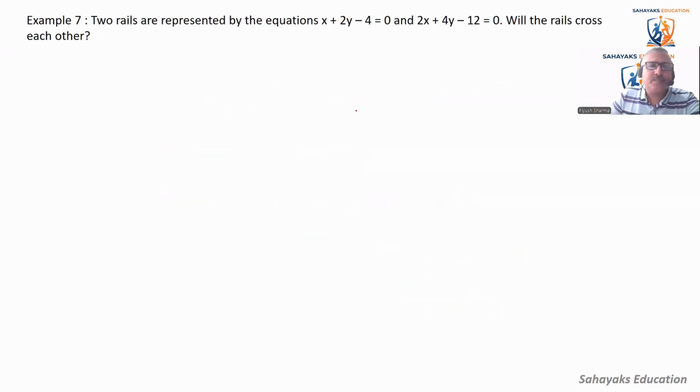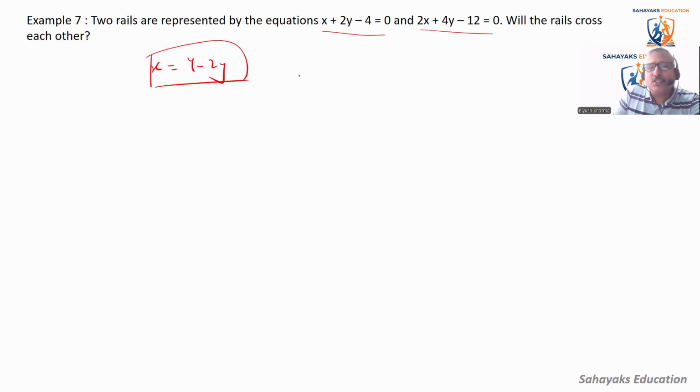Come to the next. Two rails are represented by the equation. This is one equation, the second equation. Will the rays cross each other? They want to know whether it's consistent or not, whether they will intersect or not. Let's find out with the substitution method. The first equation is X plus 2Y, so X is equal to 4 minus 2Y from the first equation. And I'm putting this value in the second equation.